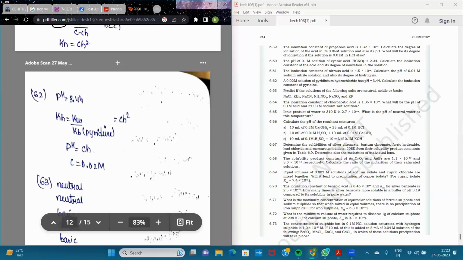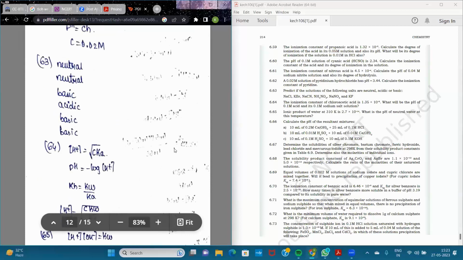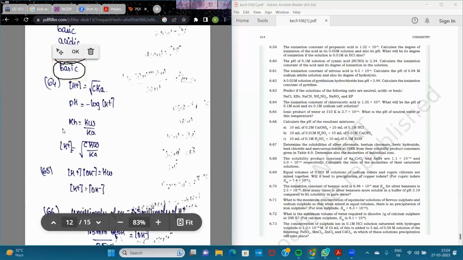NH4NO3: NO3 minus is the conjugate base of the strong acid HNO3. So, it's a salt of weak base and strong acid. The solution is acidic in nature. NaNO2: HNO2 is a weak acid, so the obtained solution is basic. KF: HF is a weak acid, so the hydrolyzed solution is basic.